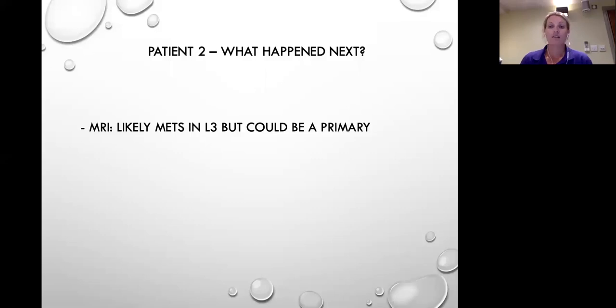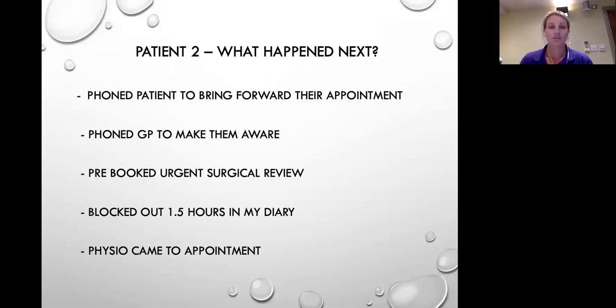So I went through a very similar process as done with the previous patient, brought the lady's appointment forward, phoned the GP to make sure they were aware, booked that urgent surgical review so that everything was already in the process, blocked out my diary.